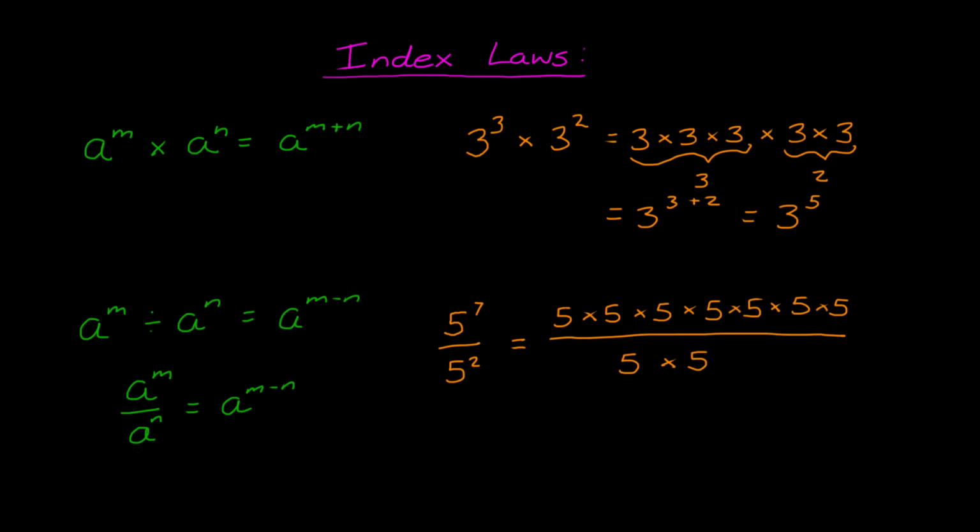And we can see that in this case some of the 5's on the top and bottom are going to cancel, and whatever number we had on the top we're taking away however many there were on the bottom, and what this leaves us with is a string of 5's where we had 7 and we took away 2, and we've now got 5 multiplied by itself 5 times.